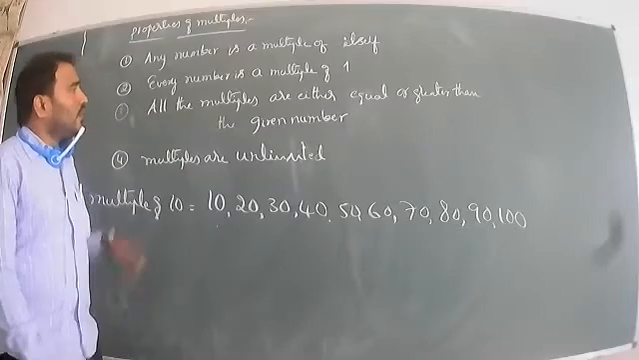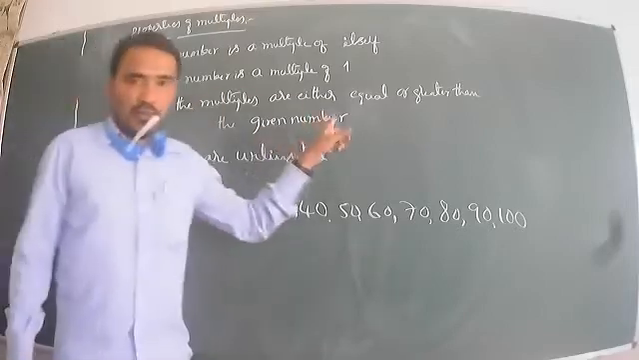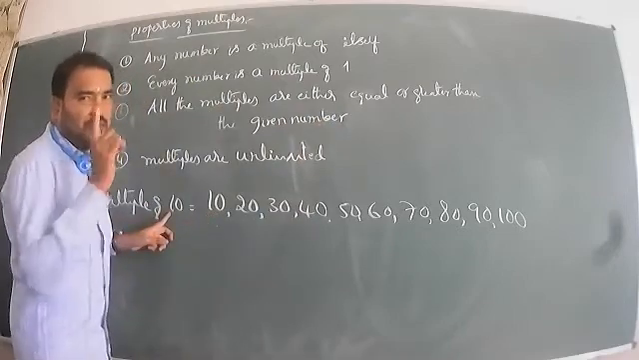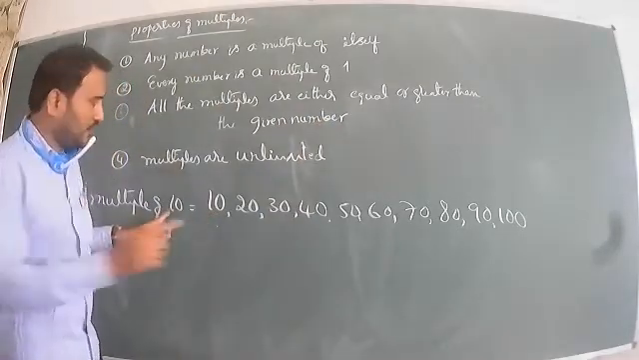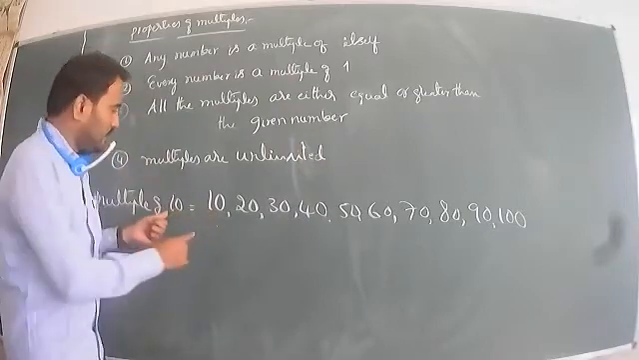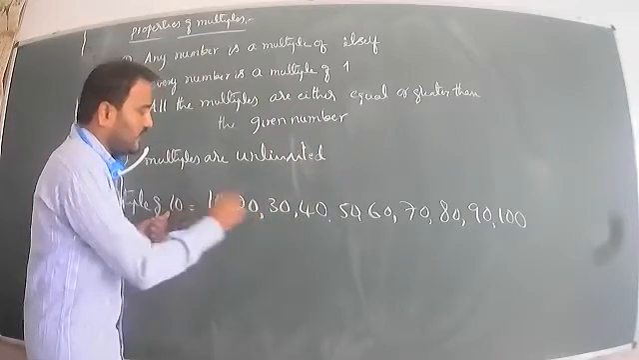Now all the multiples are either equal to or greater than the given number. Sometimes a multiple is equal, only the number itself is equal, and the others are greater than the given number, like 20, 30.